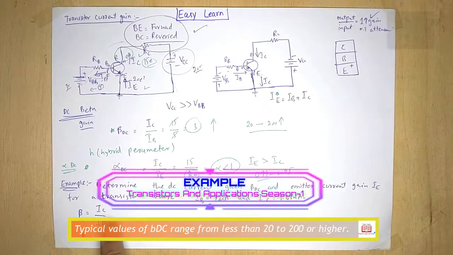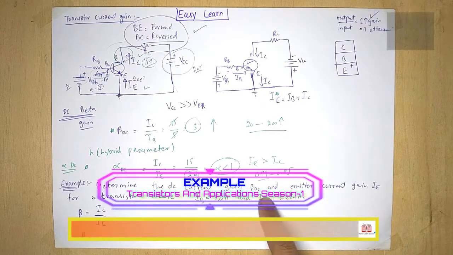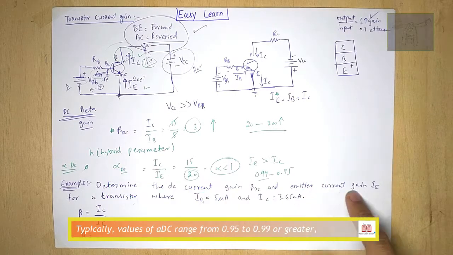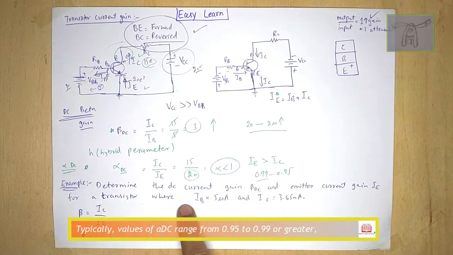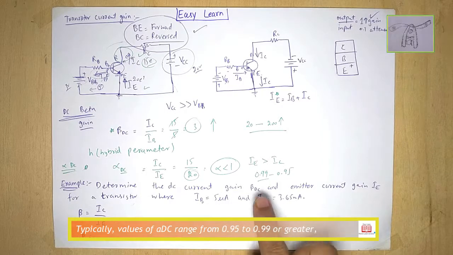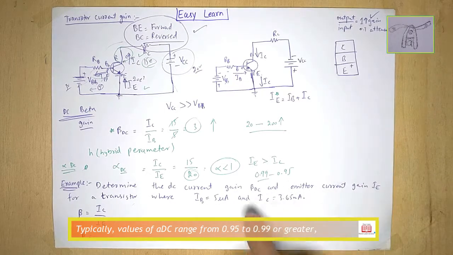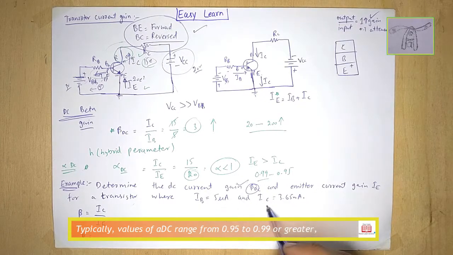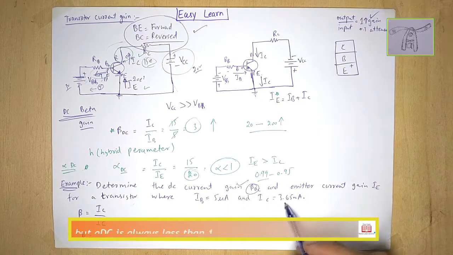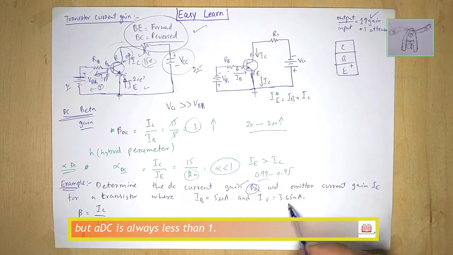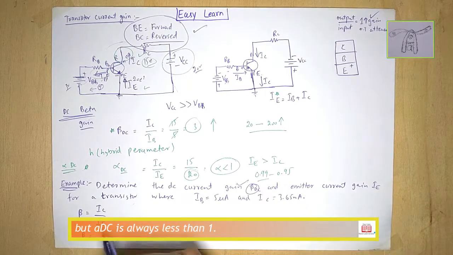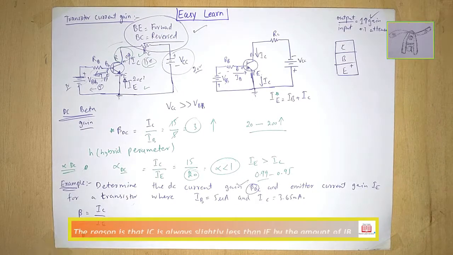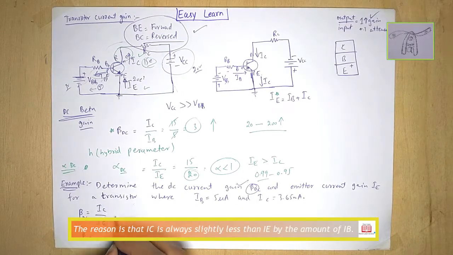Let's take a look at this example. Determine the DC current gain, beta DC, and the emitter current IE for a transistor, where we have to calculate the beta DC and the IE. First of all, let's calculate the beta DC. When IB is 5 microampere, that is very small, then IC is in milliampere, which is greater, that is 3.65 milliampere. So beta DC can be calculated as IC over IB.